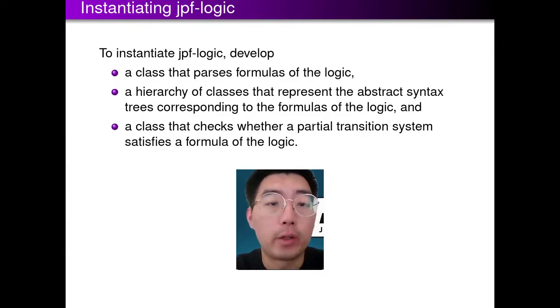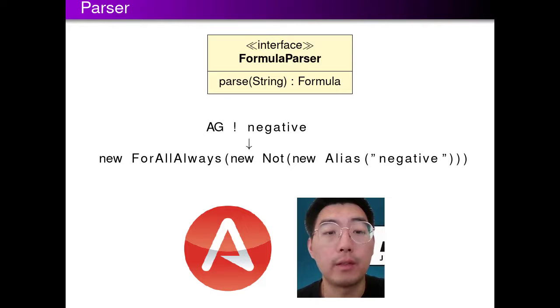To apply our framework to a new temporal logic, you need to implement a parser for the logic, develop a hierarchy of classes that represent the abstract syntax of the logic, and implement a model checking algorithm for the logic. Let us have a closer look at these three components. The parser takes as input a string representation of a formula and produces an object in Java that captures the formula. We have implemented a parser for both LTL and CTL, using the parser generator ANTLR.